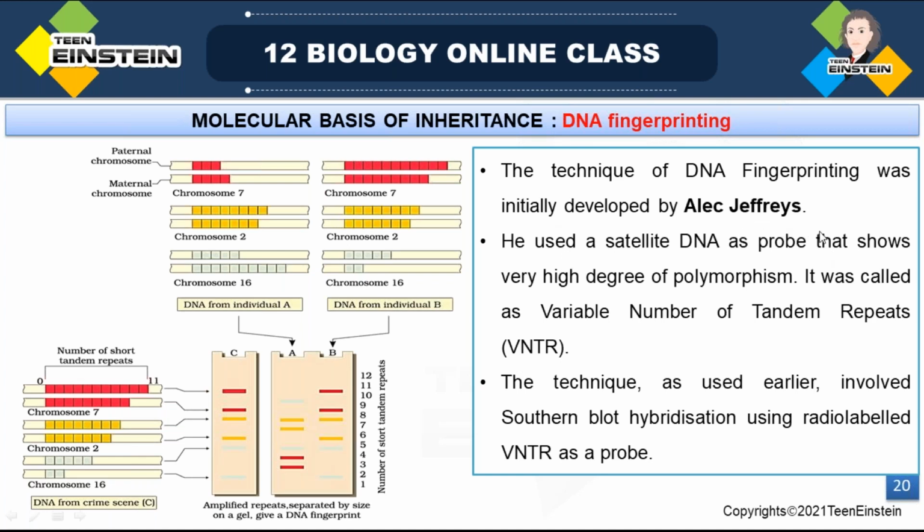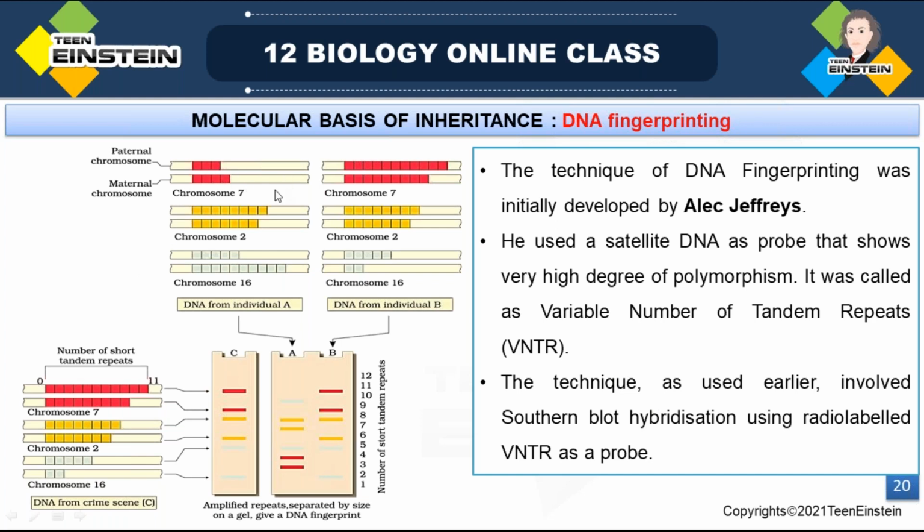In his method, Alec Jeffreys used a satellite DNA as a probe, which shows a very high degree of polymorphism, and this is called variable number of tandem repeats. This technique, as used earlier, involves Southern blot hybridization using a radio-labeled VNTR, variable number of tandem repeats, as a probe. Southern blotting and biotechnological applications you can learn about in further chapters. Now, how is it working?